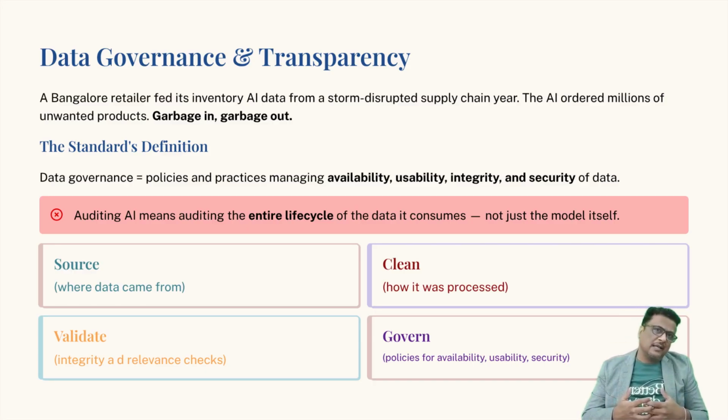The standard defines data governance as the set of policies and practices for managing the availability, usability, integrity, and security of data. Translation: if you feed the machine trash, it will give you trash results. It is like trying to bake a cake with spoiled flour. It doesn't matter how expensive your oven is, the cake will taste bad.